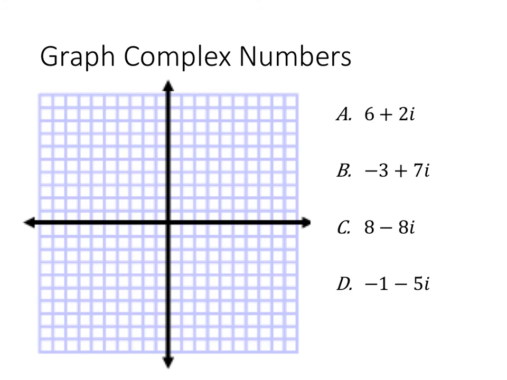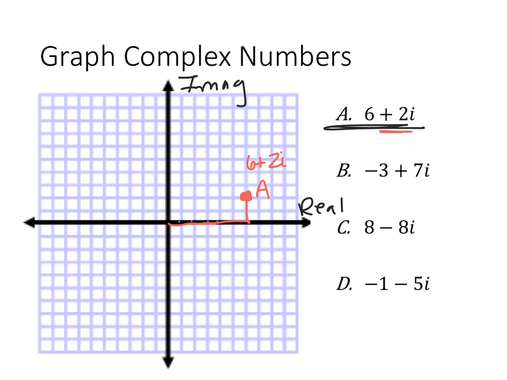But the idea is what I can do is I can graph these. So this is my imaginary, and this is my real. So if I was to plot point A, it would be 6 plus 2i. And so the idea is I go 6 places in the real, 1, 2, 3, 4, 5, 6. And then I'm going to go plus 2i. So that means I'm going to go up 2 in the imaginary. So right here is point A, which is 6 plus 2i.